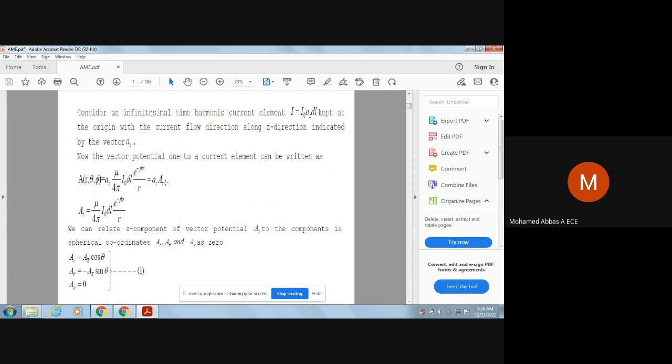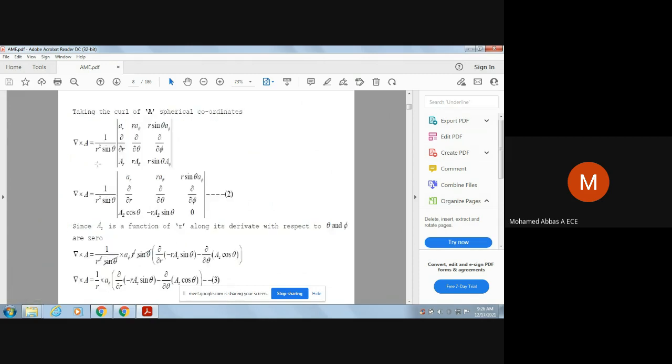Now we are analyzing using the spherical coordinate system, and so the components r, theta and phi have to be related to the vector potential az. So this is the equation. You can see here: ar equals az cos theta, a theta equals minus az sin theta, and a phi equals 0.